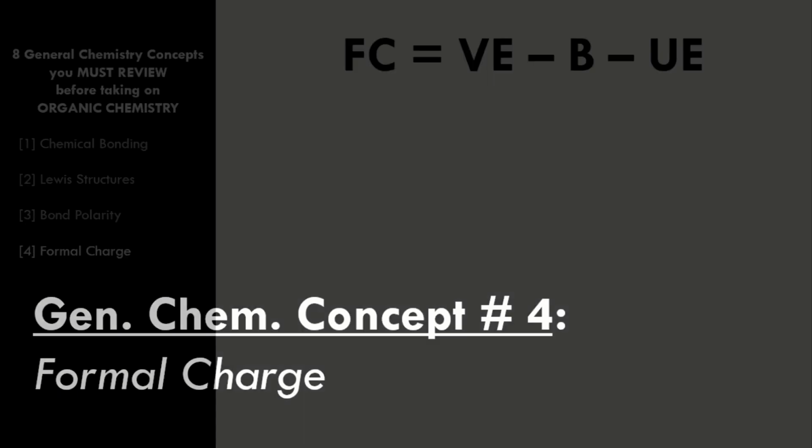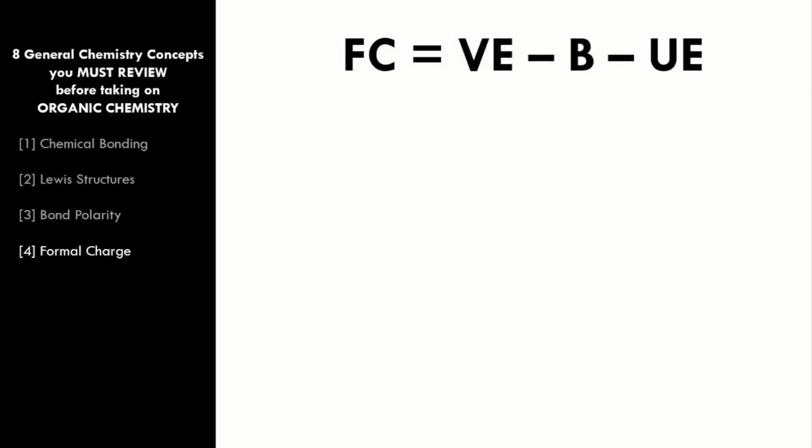Number 4. Formal charge. The calculation of formal charges is a quick way to diagnose the type and magnitude of charge that an atom has in a given Lewis structure. The formal charge of an atom is calculated by getting the number of valence electrons minus the number of bonds that the atom has minus the number of unpaired electrons on it.